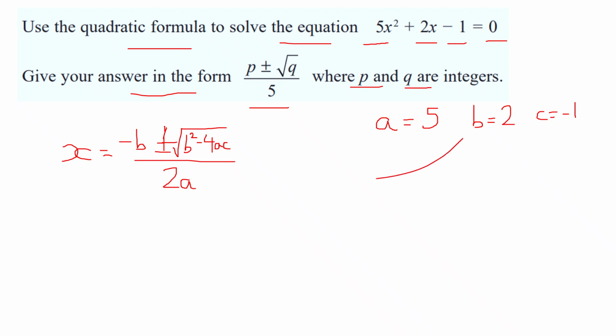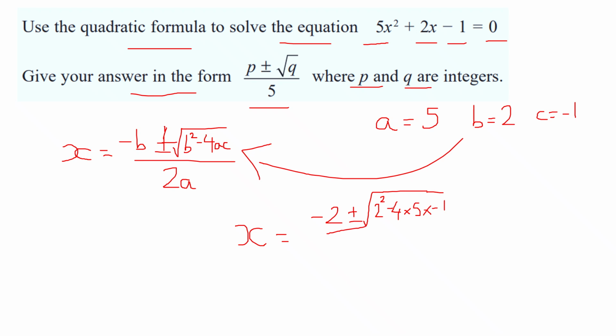Plugging these in, what am I going to get? I'm going to get x equals minus b, so minus 2, plus or minus the square root of b squared, so that's 2 squared, minus 4 times a, which is 5, times c, which is minus 1, so be careful there, all over 2 times a, so that's 2 times 5, which is just 10, on the bottom.